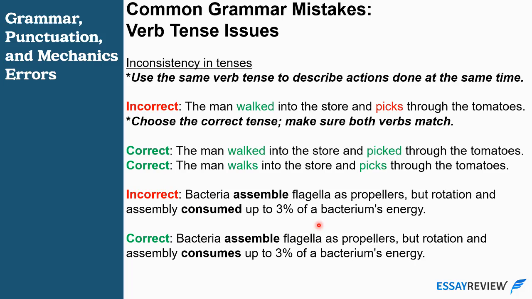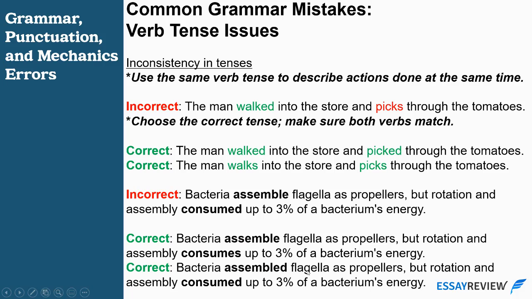Okay, so here's another example in a research setting. Bacteria assemble flagella as propellers, but rotation and assembly consumed up to 3% of bacterium's energy. That's a pretty real-world example. You want to separate these into different sentences if you want to use different tenses. Bacteria assemble flagella as propellers, but rotation and assembly, oh, actually, I messed up this one too. Consume. I think this is the one she called me out on. Rotation and assembly consume up to 3% of a bacterium's energy. Or you can change both to past tense.